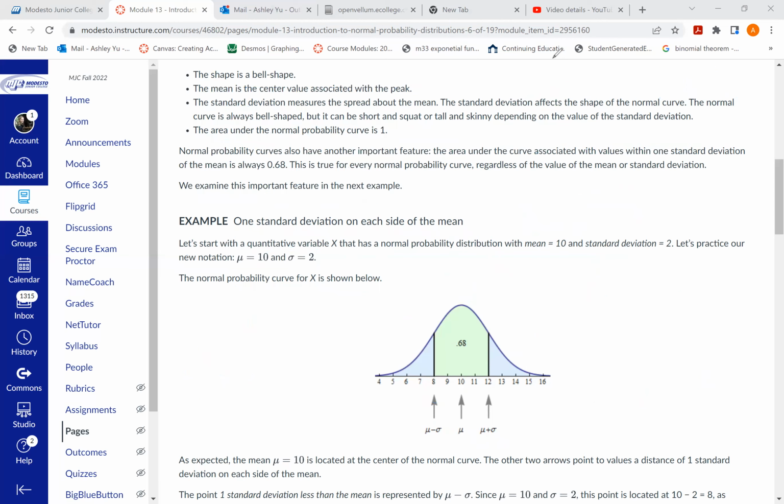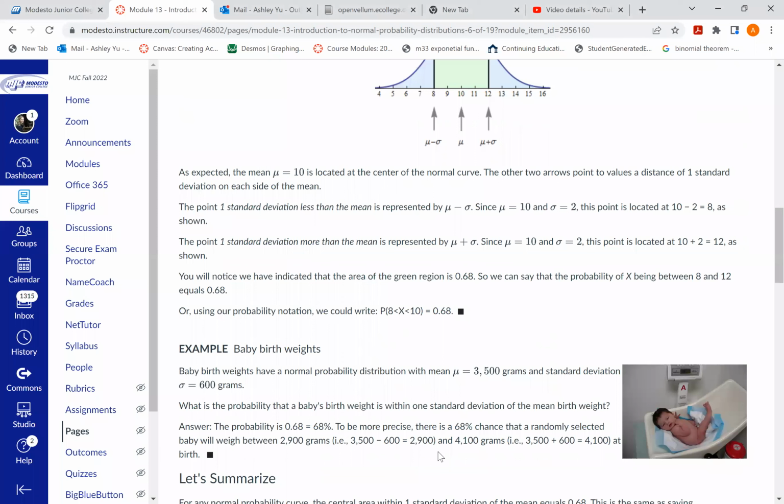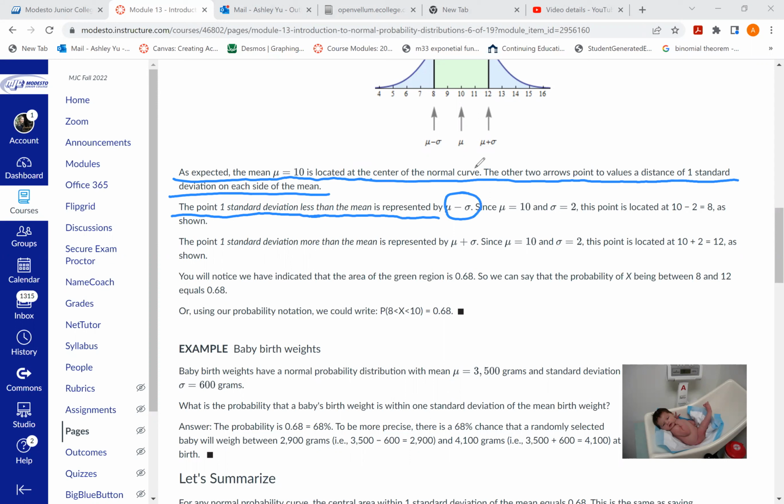Let's move down a little bit here. We can see the curve. As expected, the mean 10 is located at the center of the normal curve. The other 2 arrows point to values a distance of 1 standard deviation on each side of the mean. The point that is 1 standard deviation less than the mean is represented by the mean mu minus the standard deviation sigma. It's at 8. And the other one's at 12 because that's the mean 10 plus the standard deviation 2.